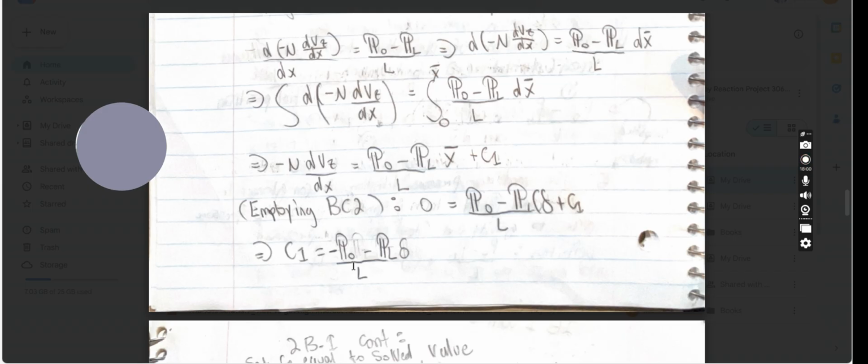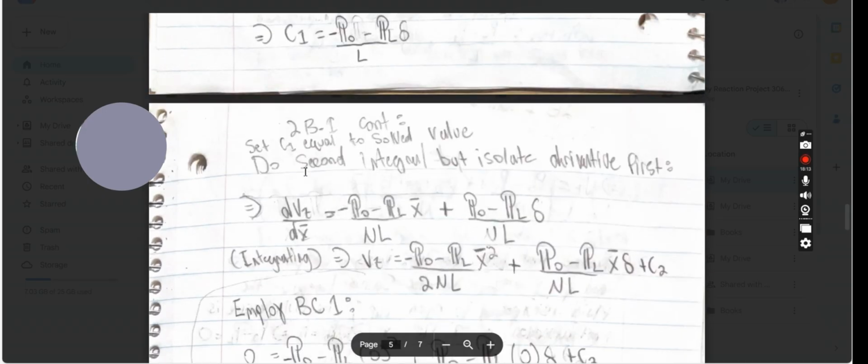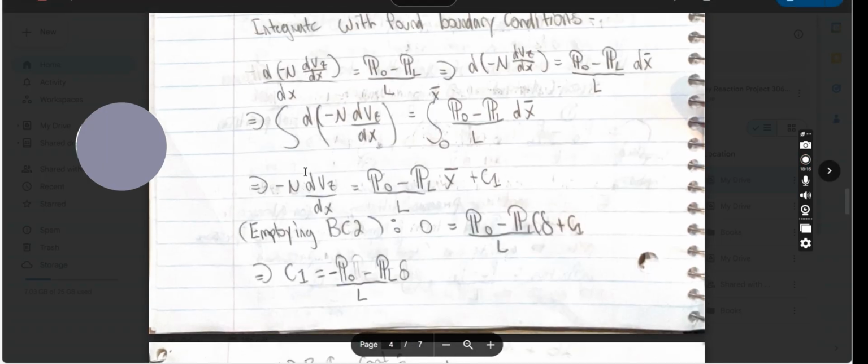So then we employ the second boundary condition. Wait, did I even do this right? Oh, I think I went back and changed it. Oh no, there should be a U here, in the denominator, but I just didn't put the U there. It does matter. Normally you would isolate the derivative and then employ the boundary condition.